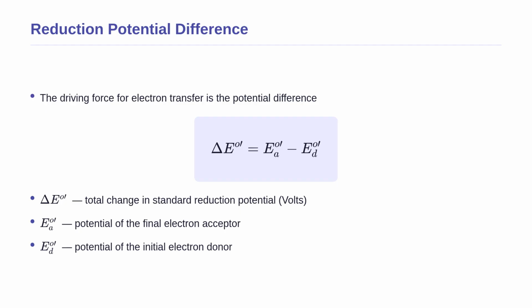Now that we understand the biological mechanism, let us look at the thermodynamics that drive it. Electrons flow because of a difference in reduction potential between the donor and the acceptor. We calculate this driving force using a simple subtraction. The formula is delta E0 prime equals E0 prime of the acceptor minus E0 prime of the donor. Delta E0 prime is the total change in standard reduction potential, measured in volts. A larger positive difference means there is a stronger driving force pulling the electrons from the donor to the acceptor.